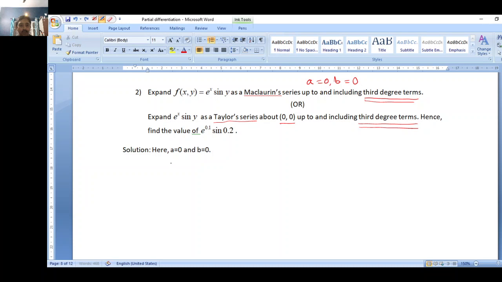So first of all, f of x comma y is given to be e power x into sin y. Accordingly, f of a comma b, I would specifically take it as 0, 0 because I know that we are going for the Maclaurin's expansion. So this will be e power 0 into sin 0, and because sin 0 is 0, this will be 0.